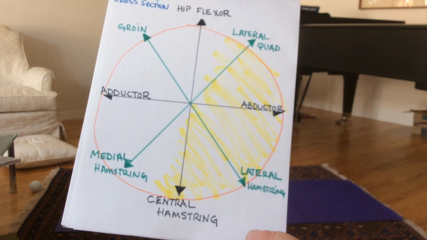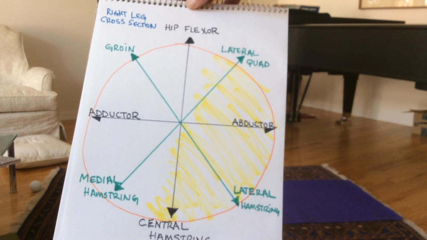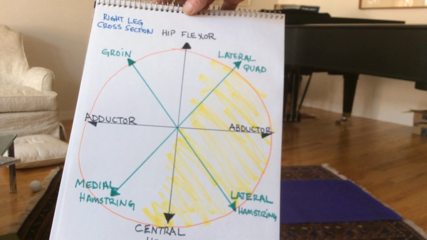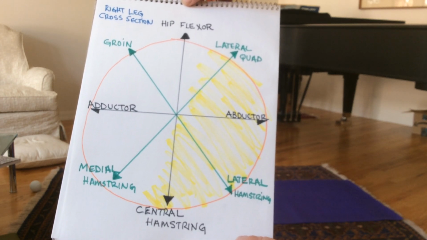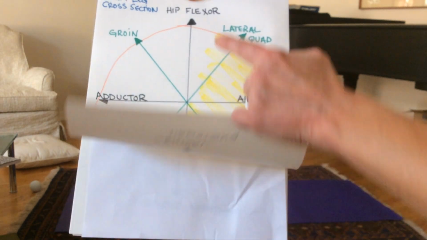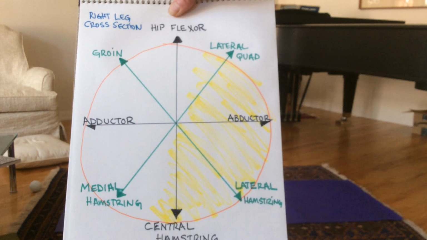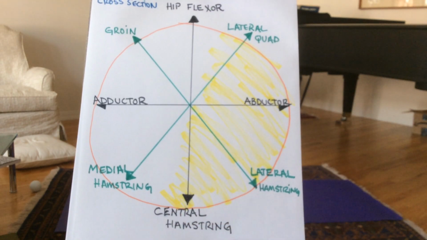So we've got a cross section of the right leg. Going forward is the hip flexor. So we know the hip flexor stretch, I hope, from the other videos. And then directly on the other side, if you go straight down, we have the central hamstring. So that would be agonist, antagonist, right?